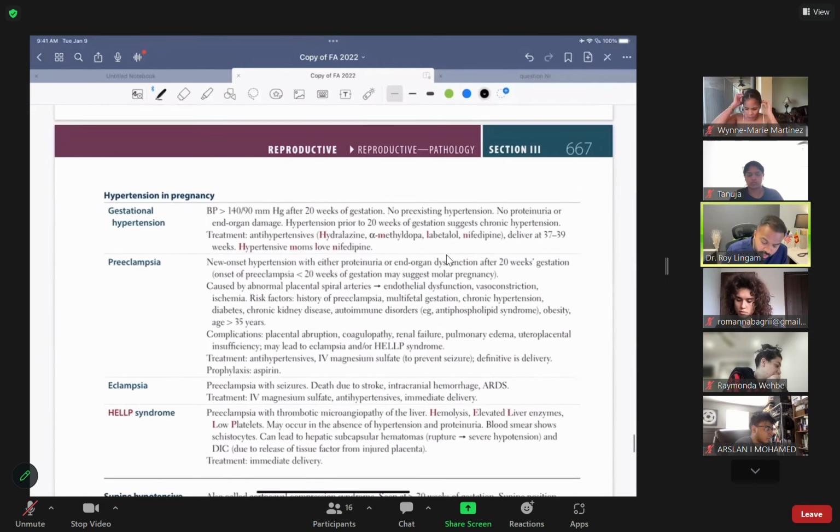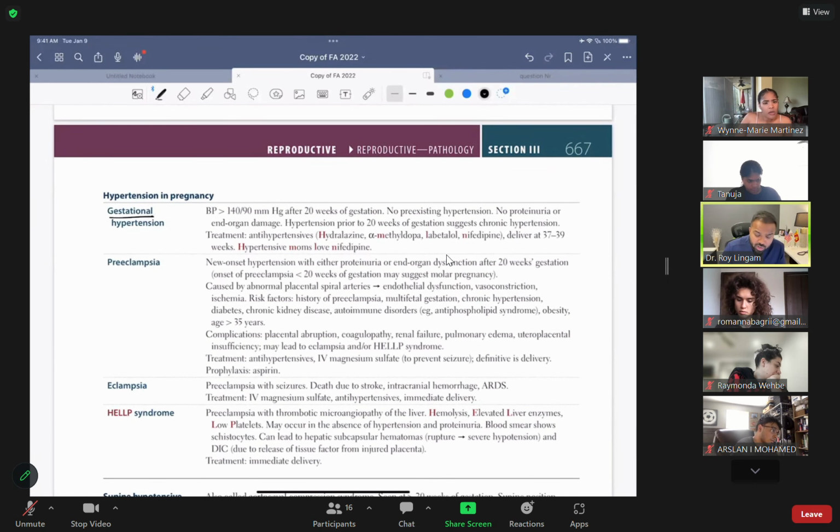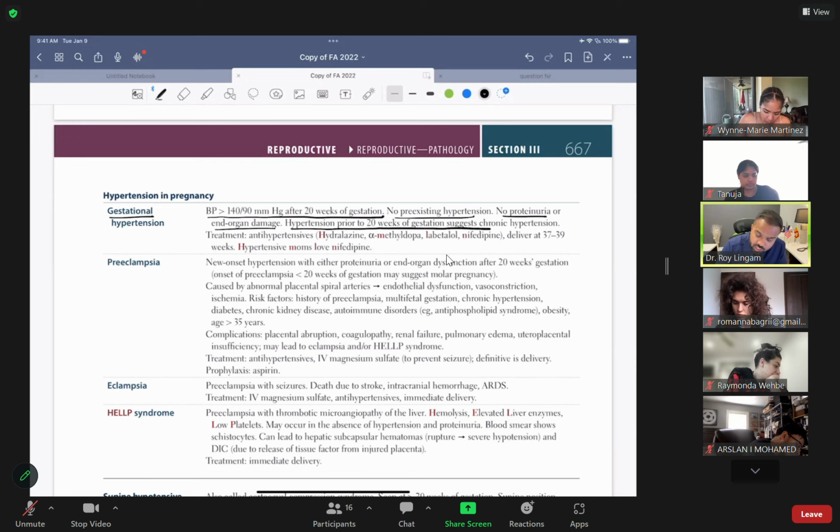Let's take a look. The only time we could call it gestational hypertension is if the high blood pressure happened after the 20th week of gestation. If the patient's blood pressure goes up at, let's say, the 16th week, it's still not considered gestational hypertension. Is everybody clear, folks? So the 20th week is important. No pre-existing hypertension, no proteinuria or end organ damage. Hypertension prior to the 20th week of gestation suggests chronic hypertension. So if the patient has high blood pressure before the 20th week, it's just the regular high blood pressure, folks. That means they had it before, not gestational hypertension.